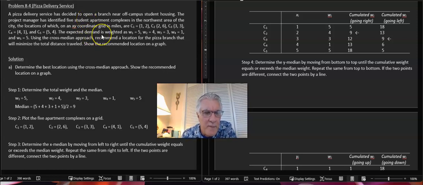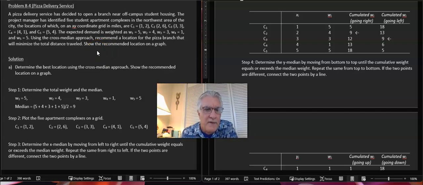Now, the expected demand is what is really going to be a deciding factor in the math for this problem. So, although it's given to us as the demand at location 1 is 5, location 2 is 4, location 3 is 3, location 4 is 1, and location 5 is 5. Now, these are not arbitrary numbers, because if you do this problem and you were to change those numbers, you get drastically different answers. That means there needs to be some market analysis done that determines what the demand would be in those different locations.